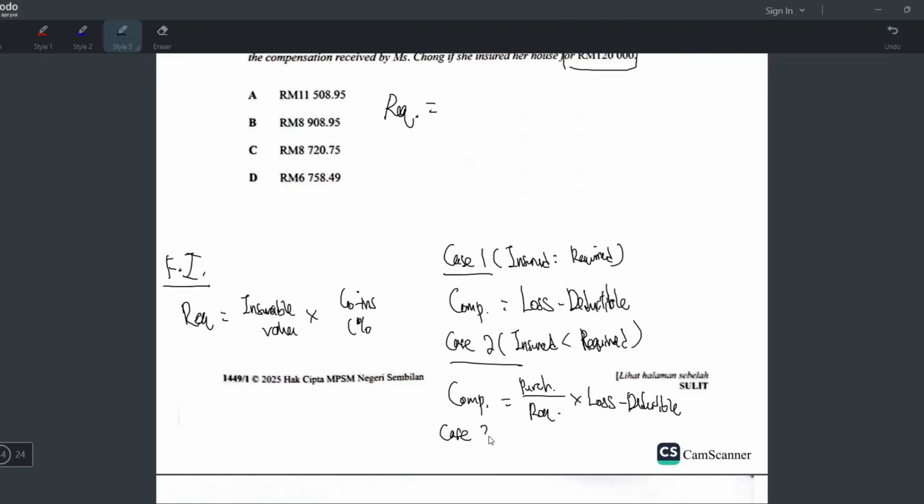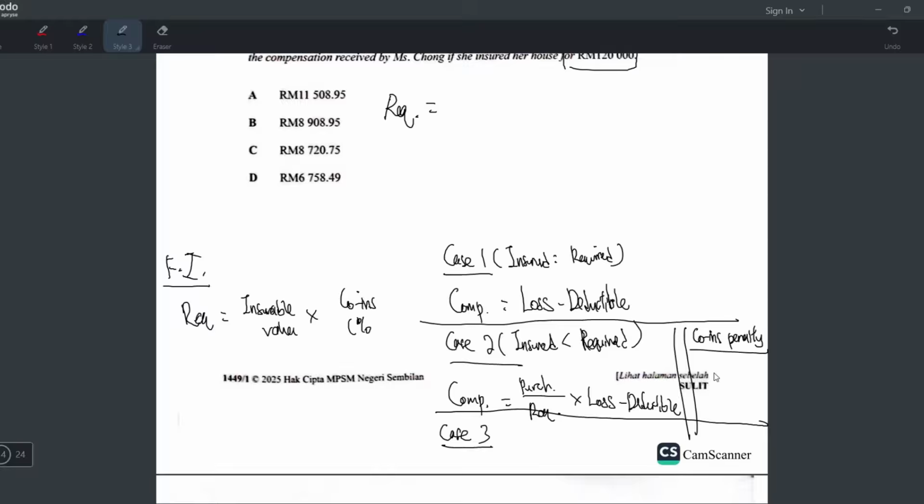Okay, there's one more case 3. But before I go to case 3, I want to mention for case 2, sometimes they might ask for this, the co-insurance penalty. Tapi ini jarang tanya lah. Jarang tanya. But bila dia tanya, I know most students cannot do one. Yeah, because most students always forget to study this part. Okay, because jarang tanya. But I want to mention it also.